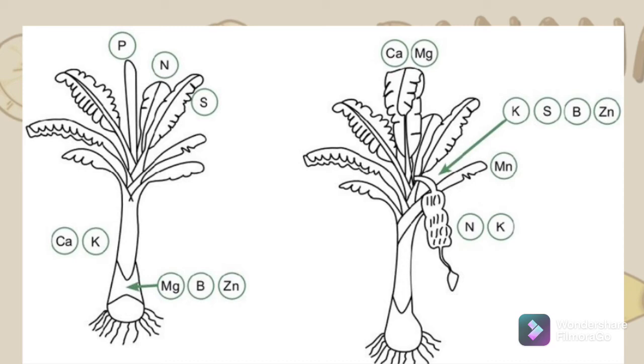And next to nitrogen is sulfur. Sulfur symptoms locate and start on the younger leaves. Next is calcium. Calcium is the most significant secondary macronutrient. And also, there are other nutrients in the banana: potassium, magnesium, boron, and zinc.